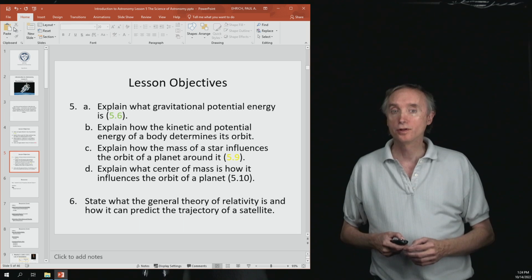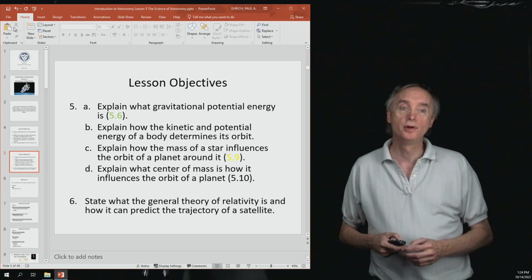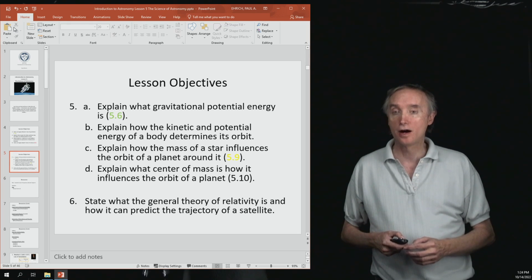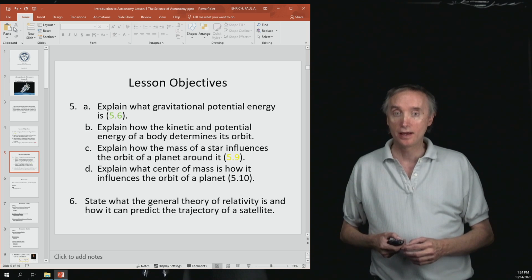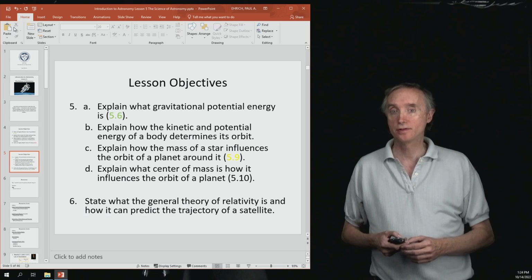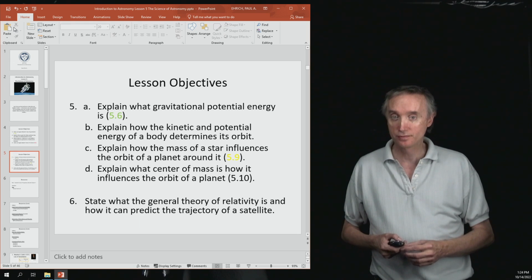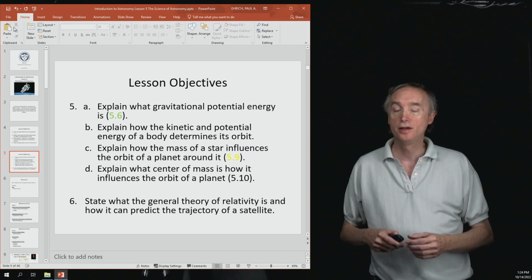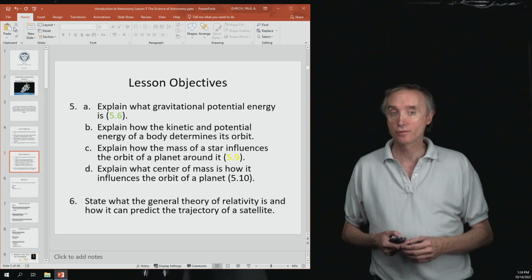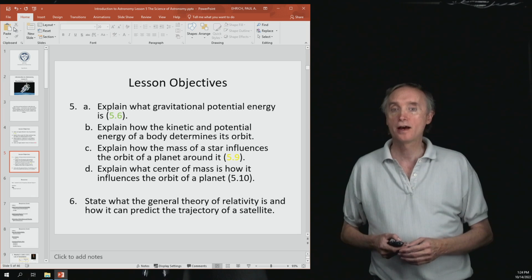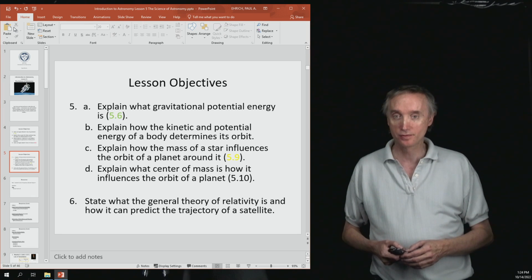And then we're also going to learn about how the mass of an object that's being orbited affects the orbit, and then also what center of mass is. And then we're going to top it all off by learning what gravity really is, and we think that it is part of the general theory of relativity. So we're just going to very briefly look at that and try to explain it without using all of the formulas that go with it.